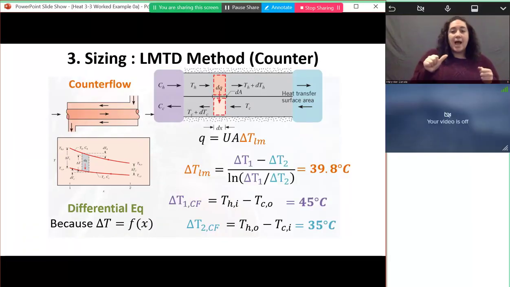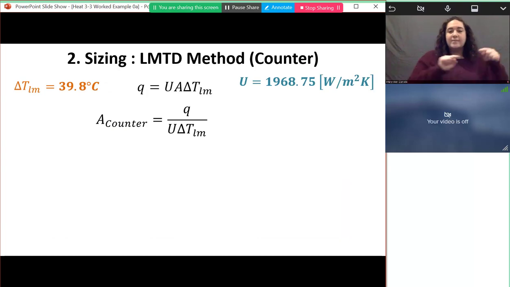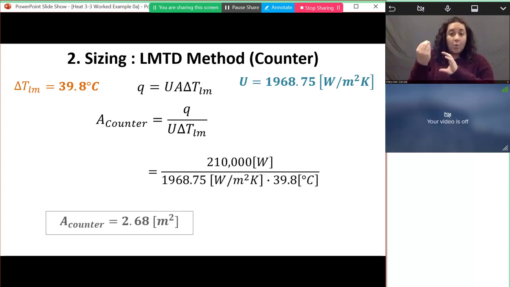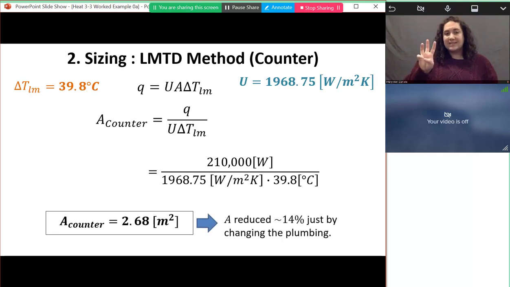So let's see how that affects the area. Here we're going to use the same equation that we did in the parallel flow. It's just our log mean temperature difference is different. We still have the same heat transfer coefficients on the inside and the outside of the tube. We have our new log mean temperature difference. We put that information into our equation, and here we see that our counterflow area is 2.68 meters squared.